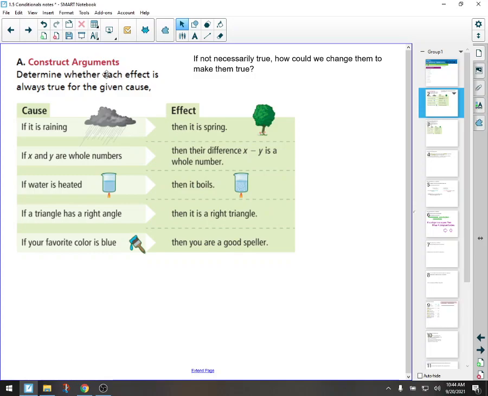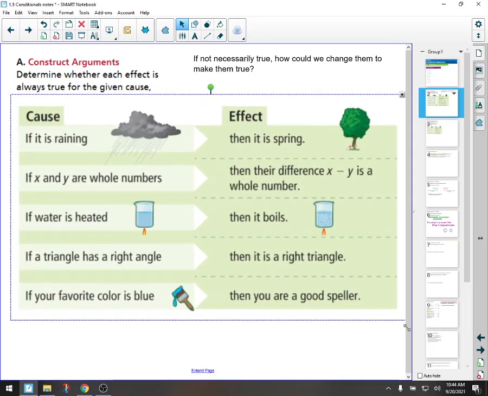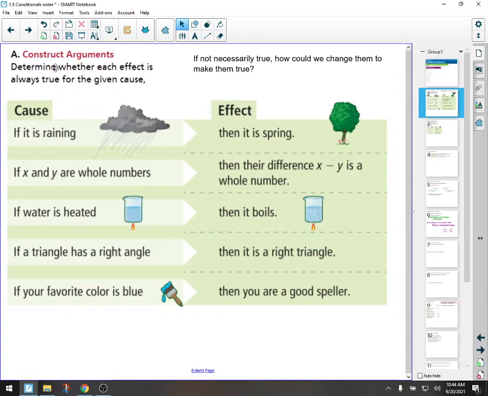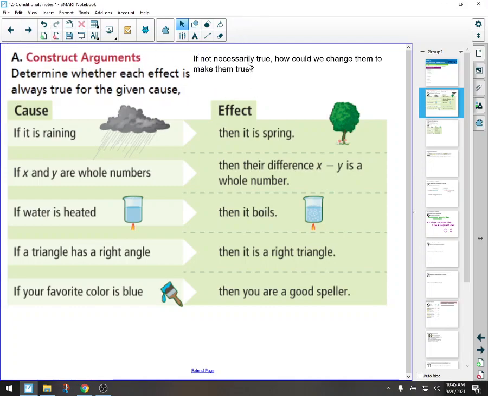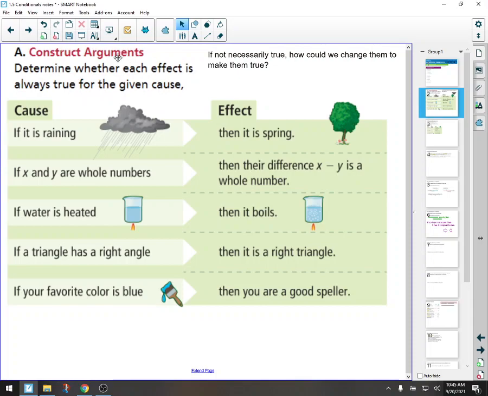This is kind of our starting activity, our launch activity. So I'll zoom in a little bit for the screen, and we're going to look at constructing arguments, which is one of the math practices that the country decided we needed to have. Determine whether each effect is always true for the given cause. So cause, if it's raining, effect, then it's spring. Is this true or is this false?